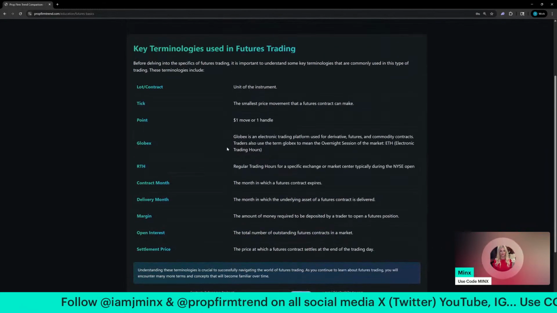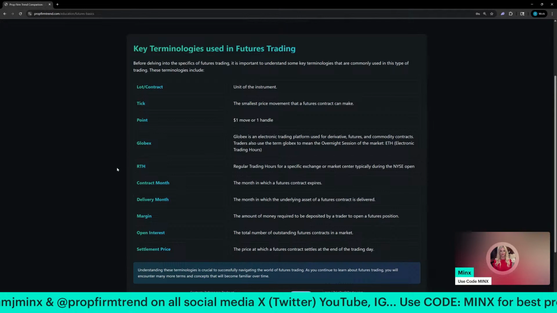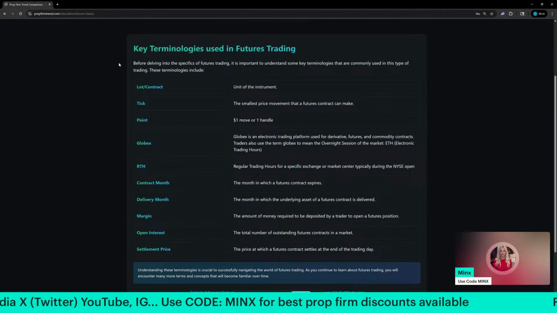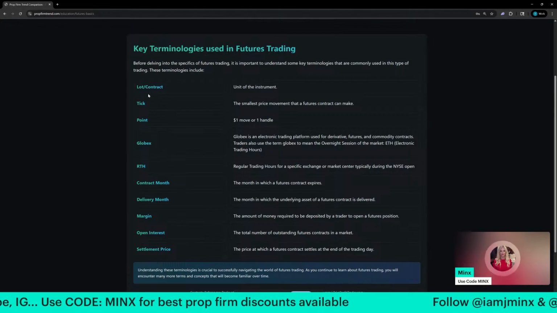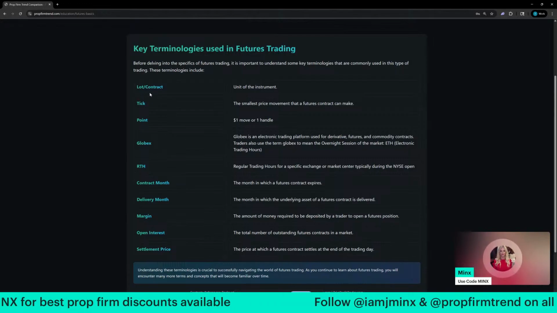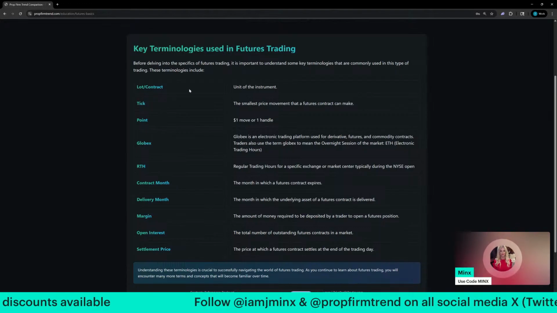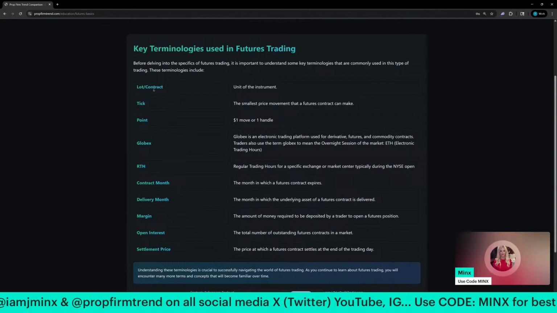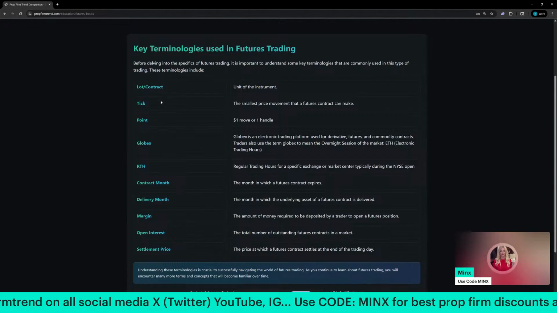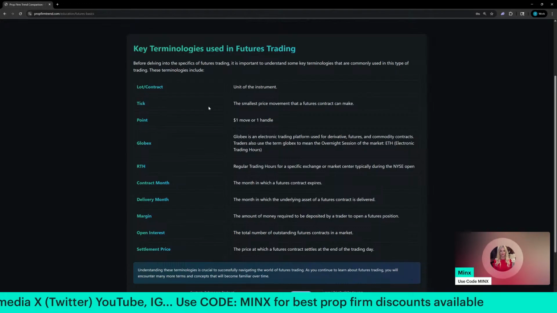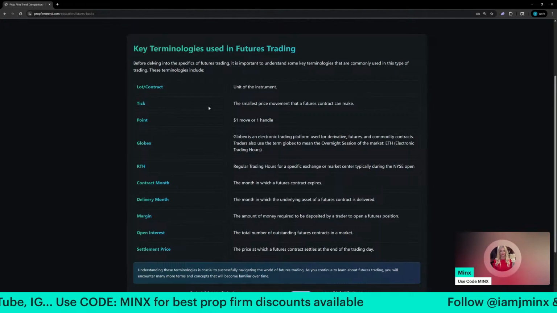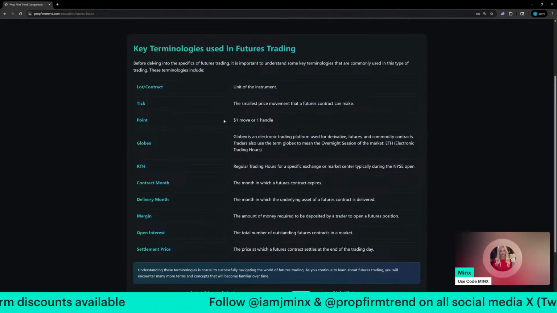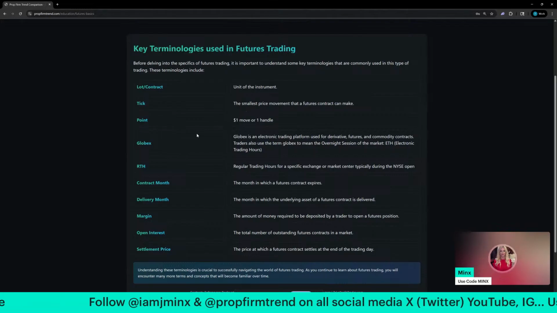So some of the key terminologies used in futures trading, I don't really have to go over these down here. It's self-explanatory, but you're going to hear quite a bit of "lot" or "contract." It's basically a unit of the instrument. So if I say I am in 5 lots of NQ, all it means is that's how many contracts I bought. Tick is the smallest price movement that a futures contract can make. Okay. And point is a $1 move or one handle.